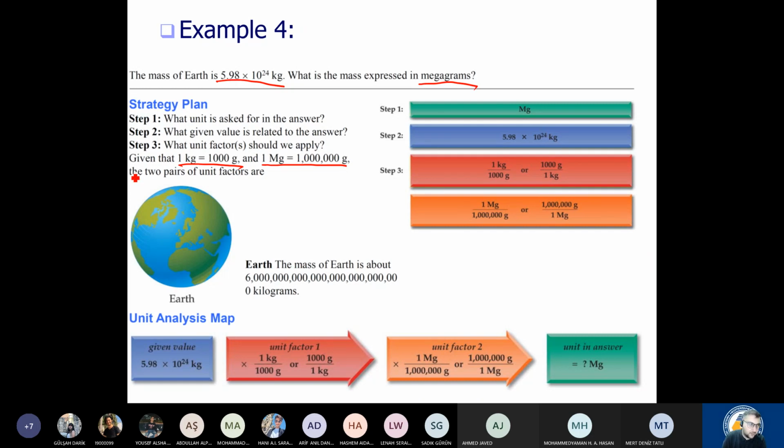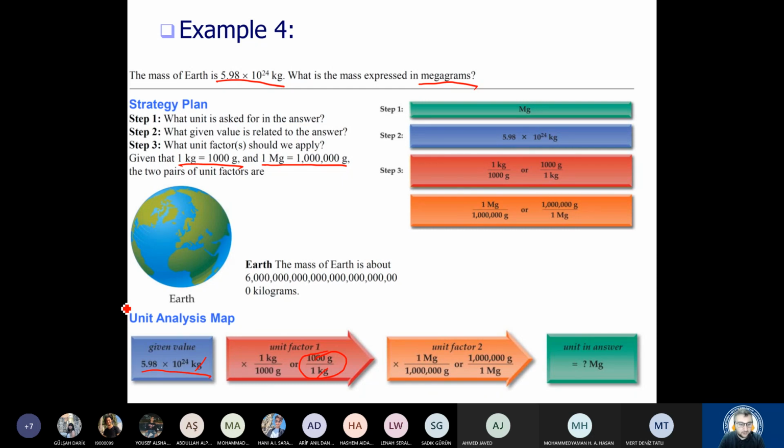And now let's write first what they give you. They give you in kilogram. So you want to convert it first to gram. So what you are going to write is 1000 gram over 1 kilogram. If you write like that, kilogram cancels with kilogram and you convert it to the gram.